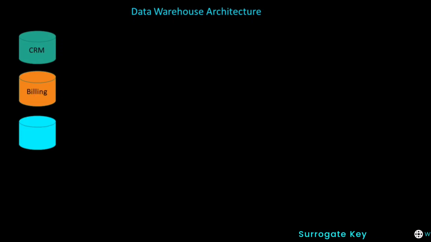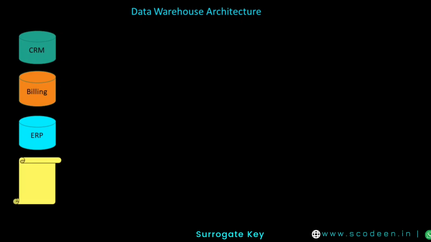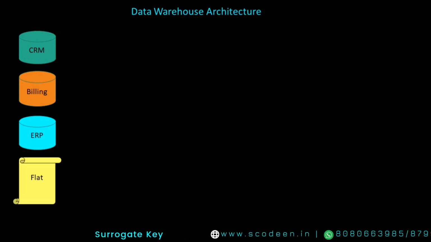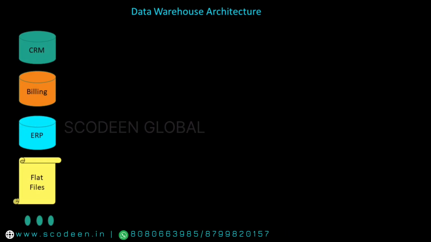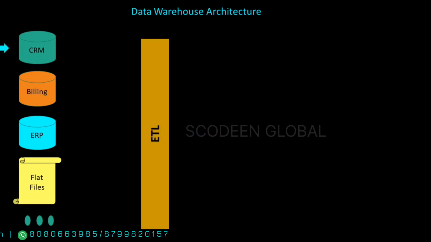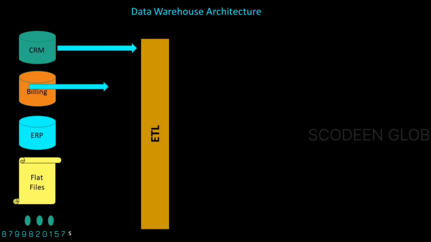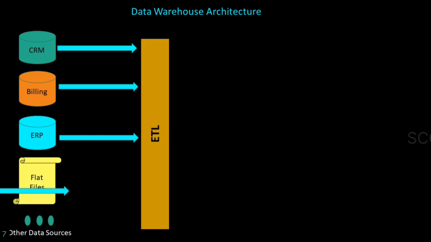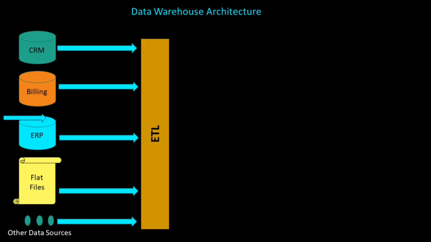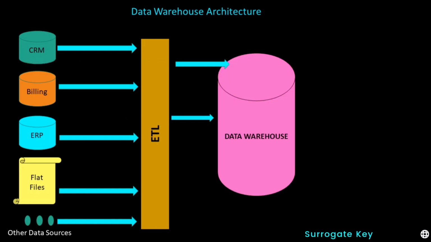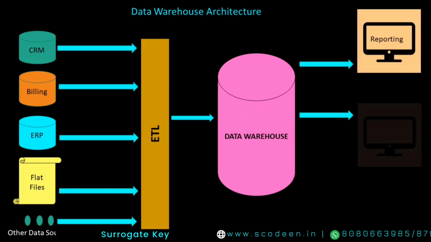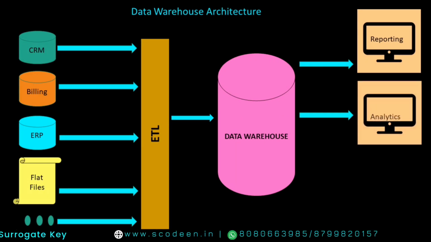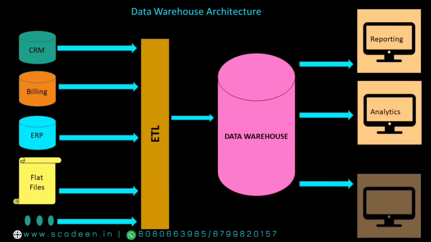So CRM, billing, ERP, and flat files. These are various type of source system. In the source system, the data will be gathered on staging area. Here, ETL process will be used, that is extraction, transformation and loading. After that, the refined data will be loaded on warehouse. From warehouse, OLTP queue will be created. We can call it as reporting, or it can be in terms of analytics or data mining.